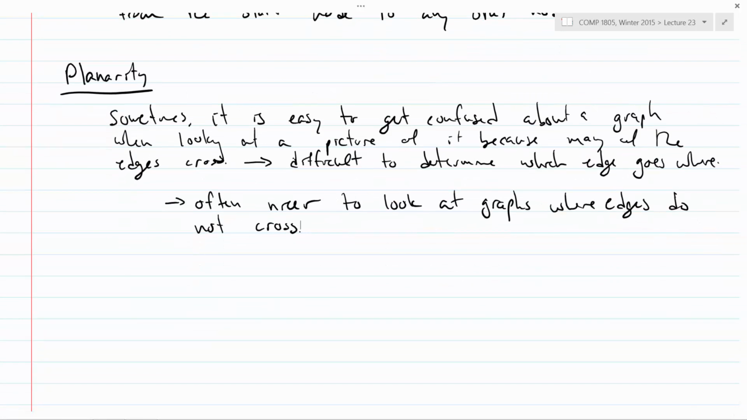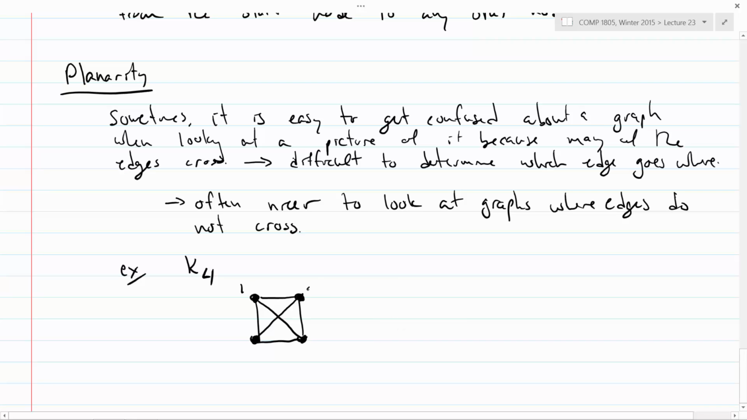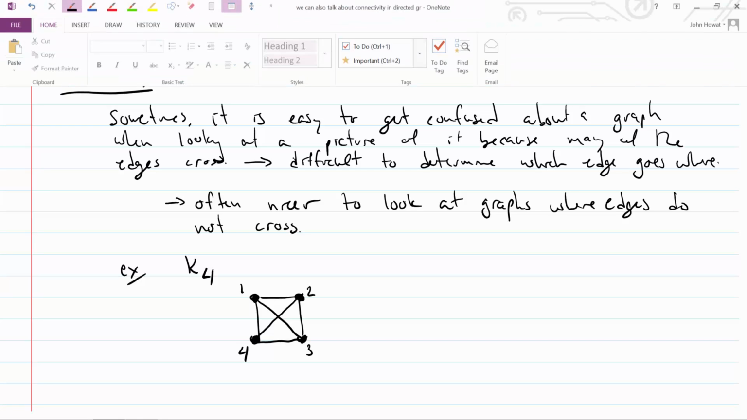So here's an example. We all remember what K4 looks like. It's the complete graph on 4 vertices. And the way I drew it originally was like this. So let's say this is vertex 1, 2, 3, 4. This graph, I would argue, is not a nice drawing because 2 edges cross, right? There's a crossing right in the middle, right here.